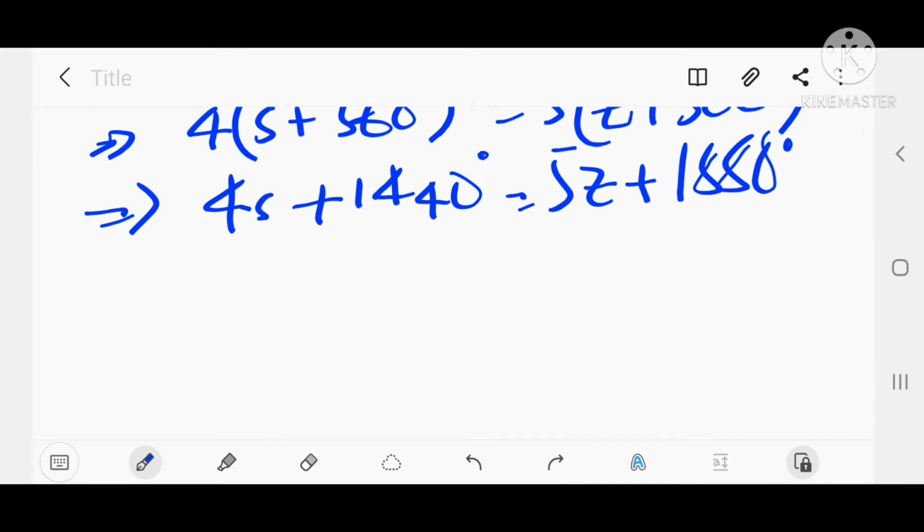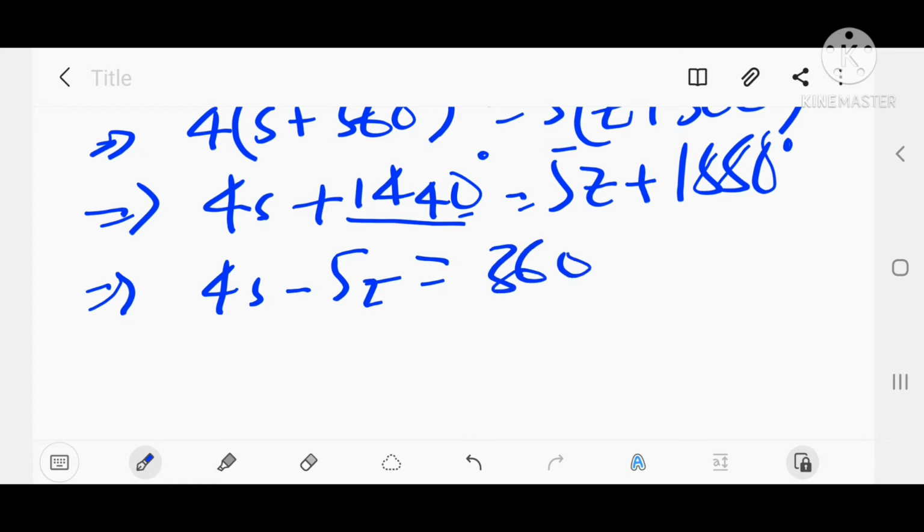Further simplification, we have 4s minus 5z equals, the 1440 goes to the other side, then we get 360. I said we should forget the degrees. So this gives us equation 1.